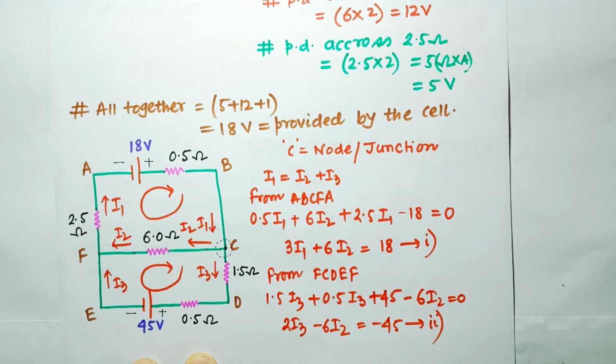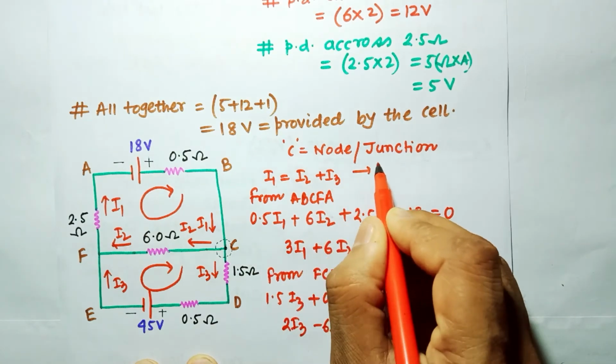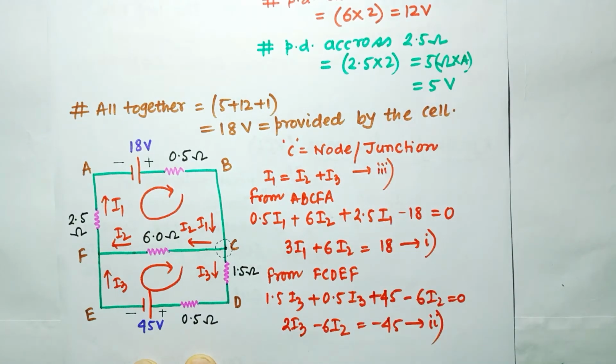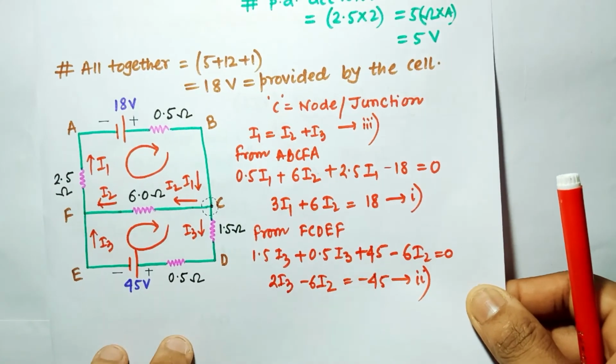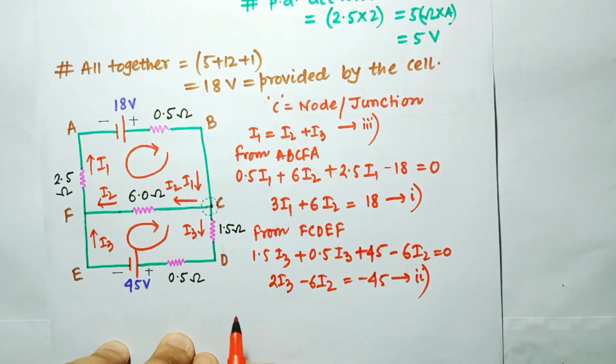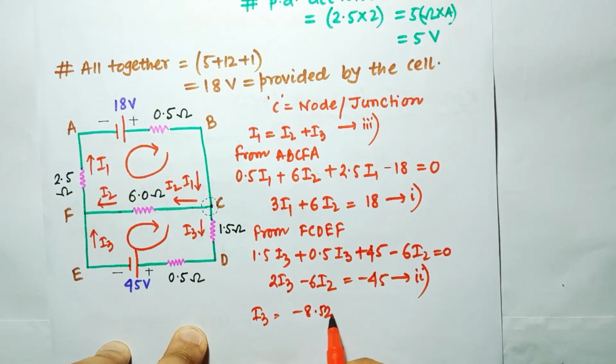Suppose this is our equation number 3. So if I solve equations number 1, 2 and 3, because there are three unknowns, I1, I2 and I3, I must have 3 different equations. So if I solve it, I will get the value of I3 equal to minus 8.52 ampere, I2 equal to 4.84 ampere. Similarly I1 I will get as minus 3.68 ampere.